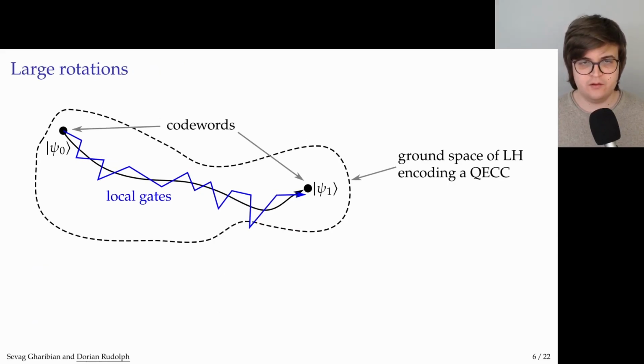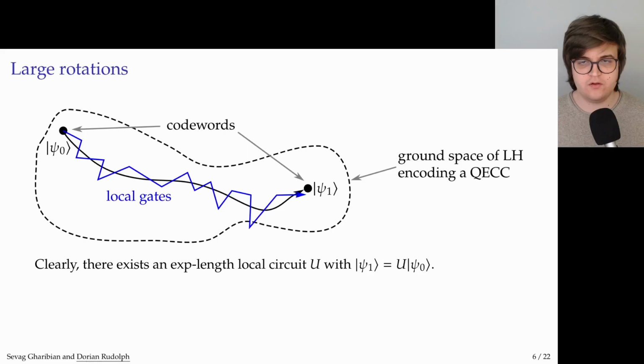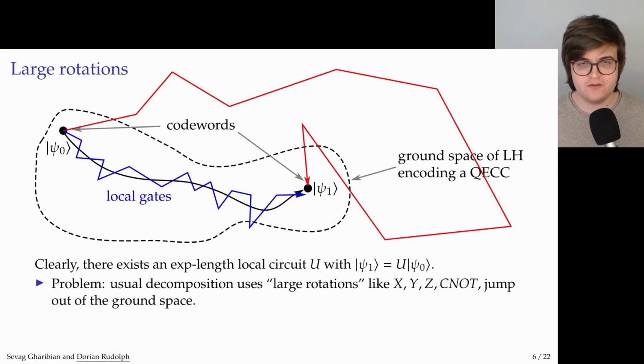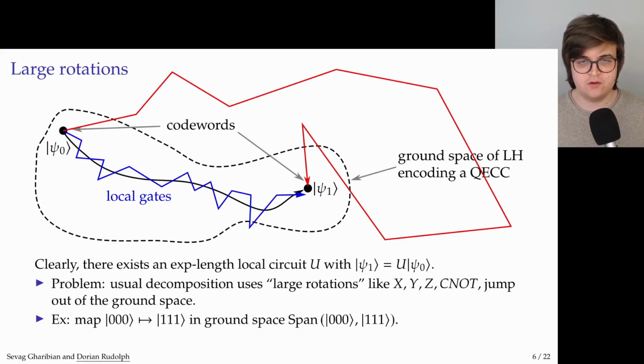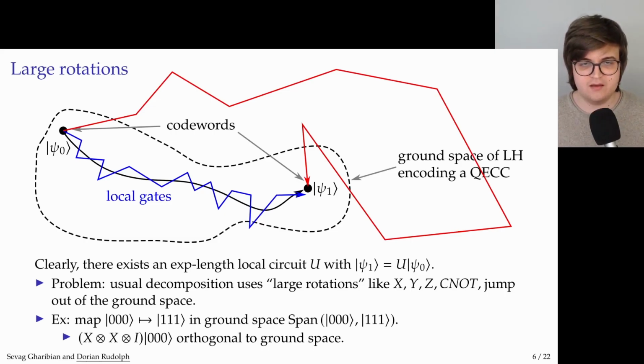It is well known that there always exists a local circuit U mapping psi0 to psi1. However, the previously known decompositions use large rotations like X, Y, Z, or CNOT that can take intermediate states far outside the ground space. For example, if we want to map from 000 to 111 inside the span of these states with two local gates and apply XXI, the intermediate state is orthogonal to the ground space.